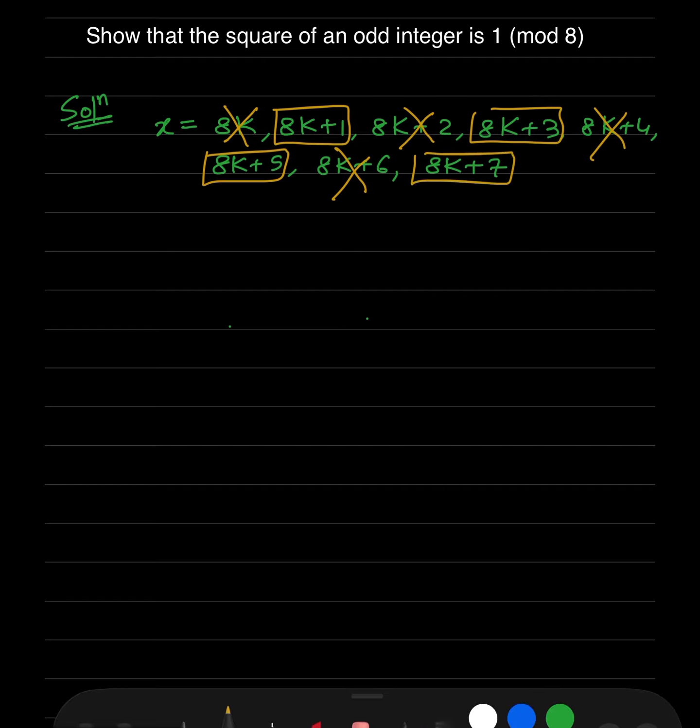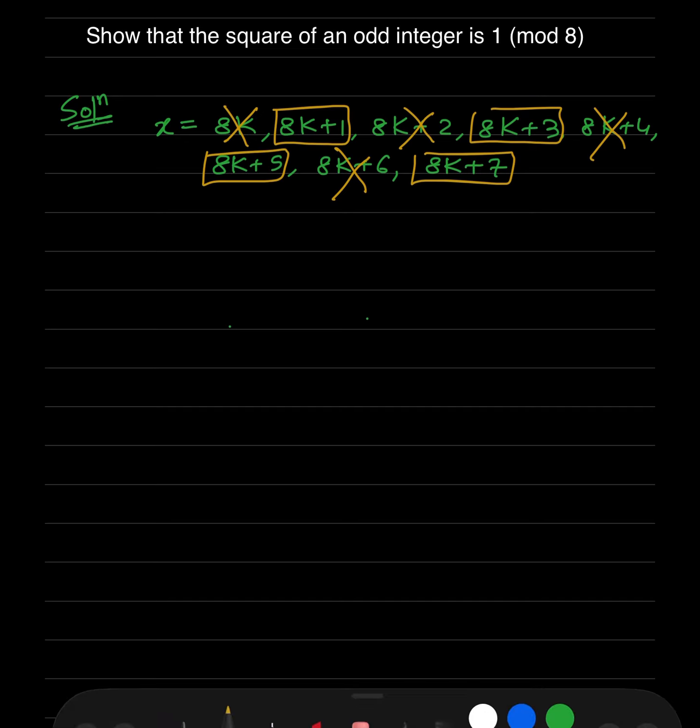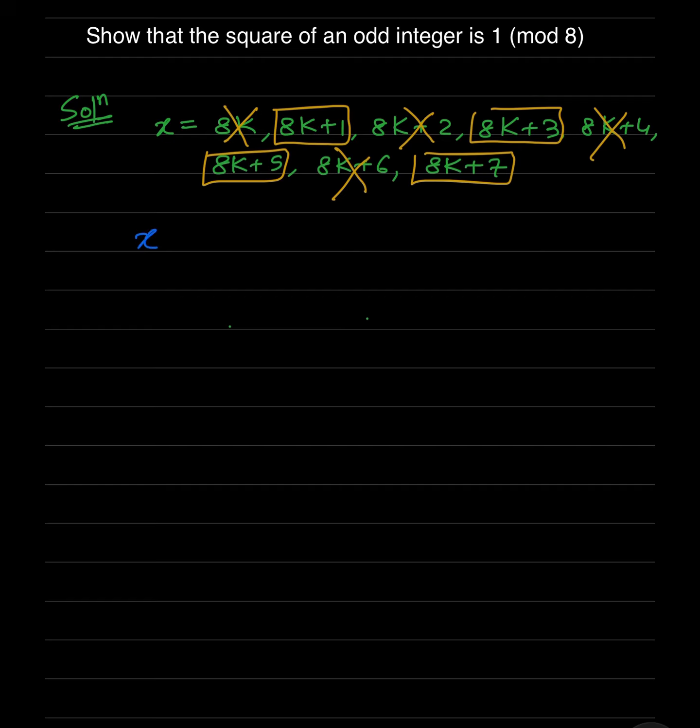Now kids, you all will agree if you closely observe 8k plus 1. So if I say x is equal to 8k plus 1, what can I write? I can write this as x is equivalent to 1 mod 8. So if it is divided by 8, the remainder is 1.